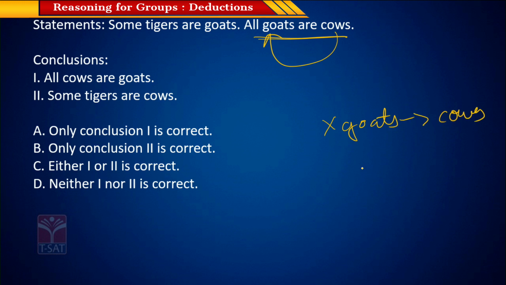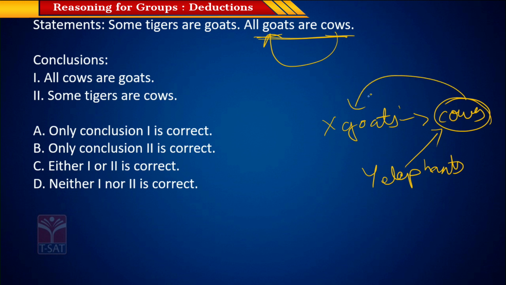But there can be Y, say, elephants. This is not logical in our general awareness, but these are the statements we are given, so we have to work with such assumptions. So Y elephants can also be cows. This shows that just because all goats are cows doesn't mean that all cows will be goats. So this is not a logical conclusion.